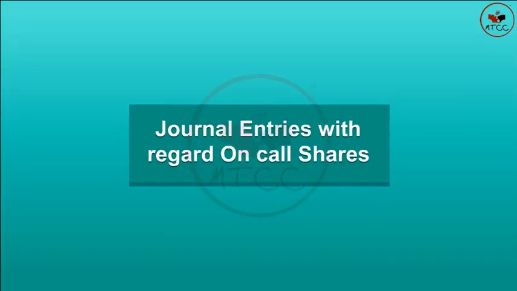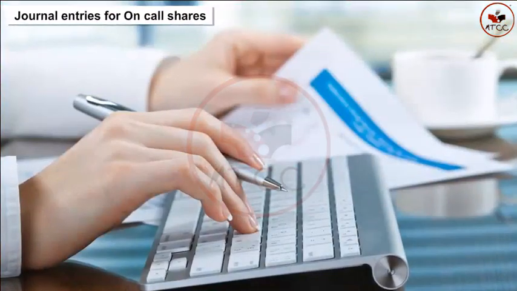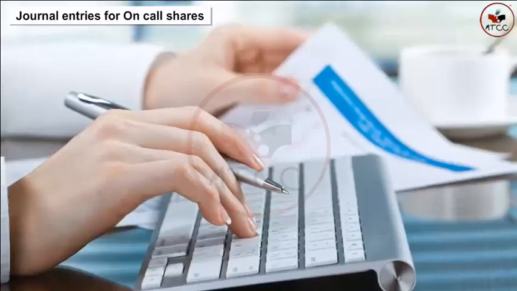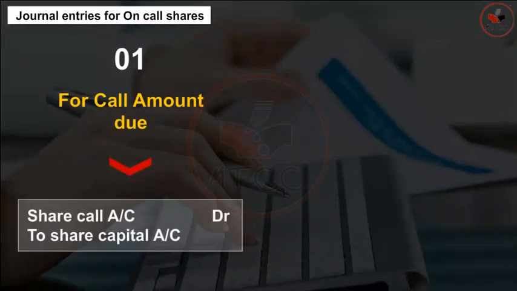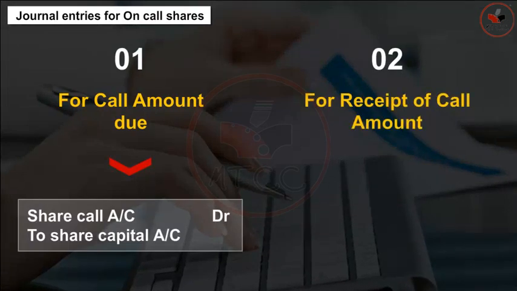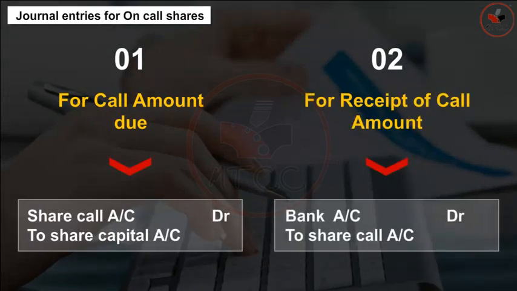Journal entries with regard to calls on shares. Journal entries for calls on shares: 1. For call amount due. 2. For receipt of call amount.